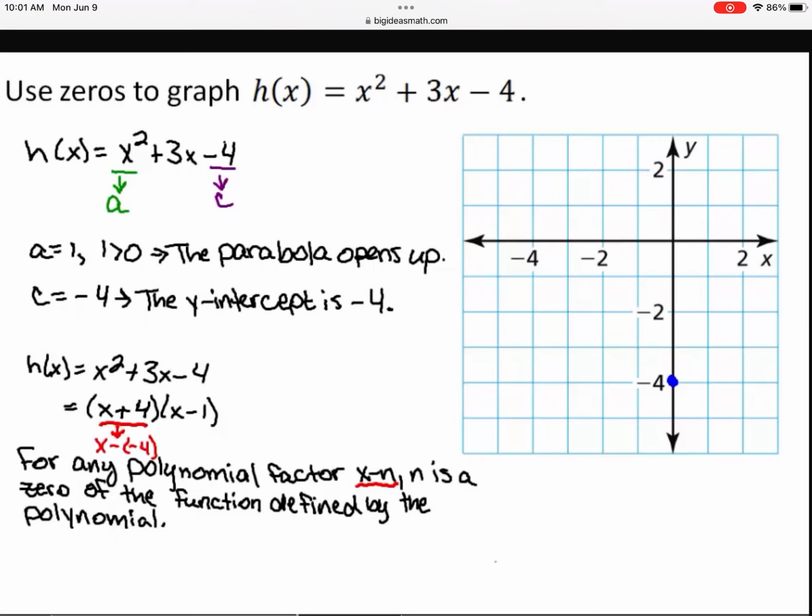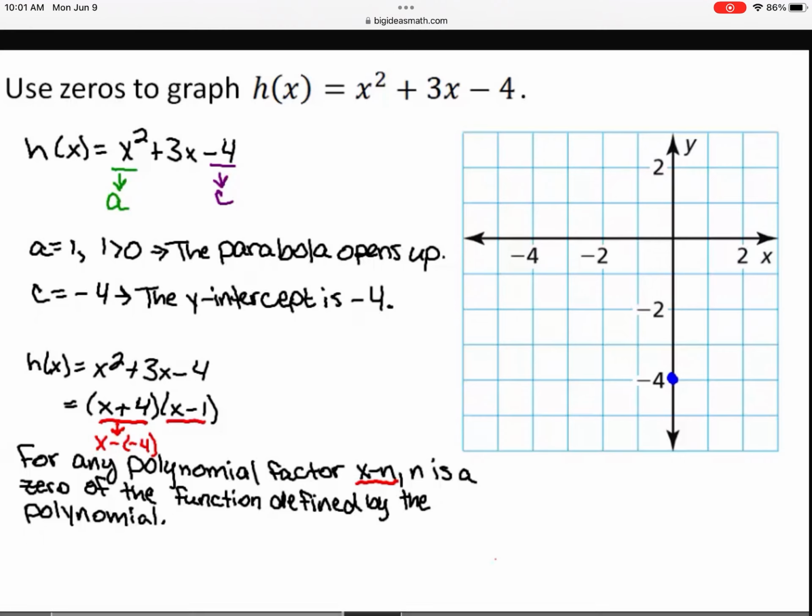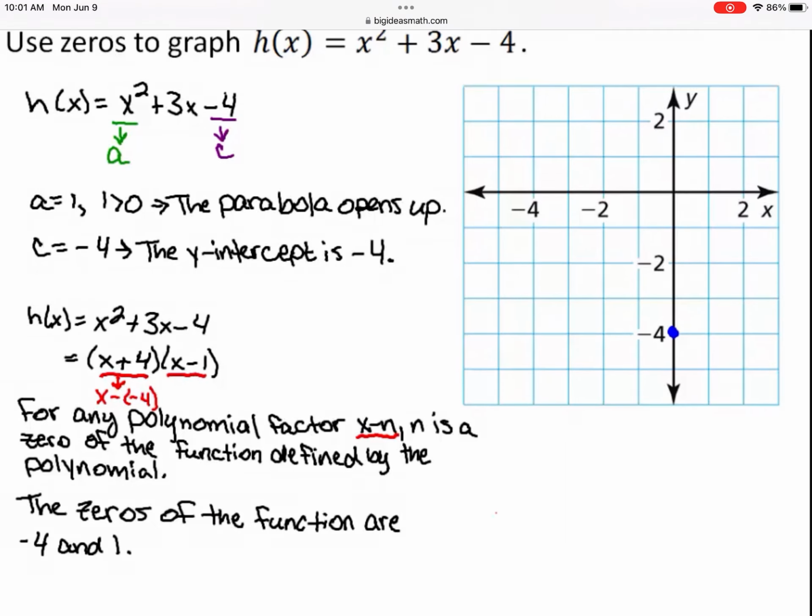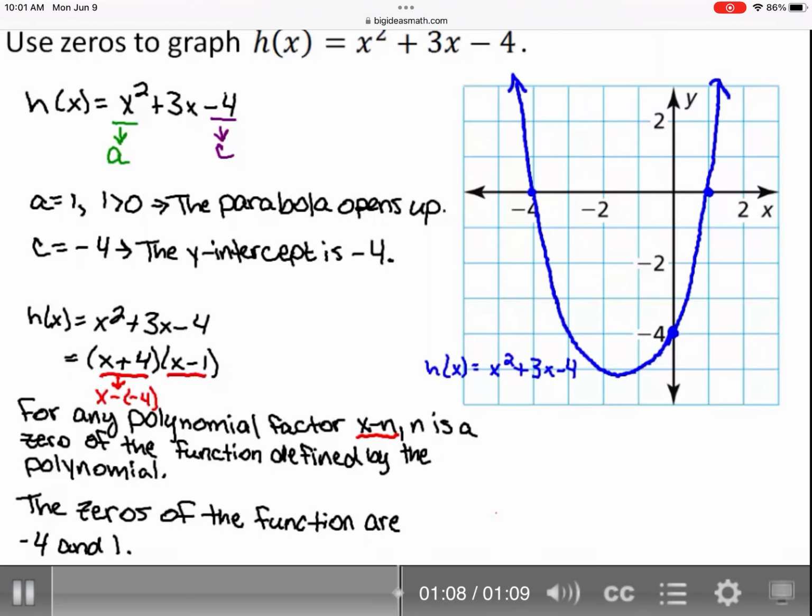X plus 4 can be written as x minus -4, which is of the form x minus n, where n equals -4. And x minus 1 is of the form x minus n, where n equals 1. So the zeros of the function are -4 and 1. So plot the points -4, 0, and 1, 0. Then draw a parabola through the points.